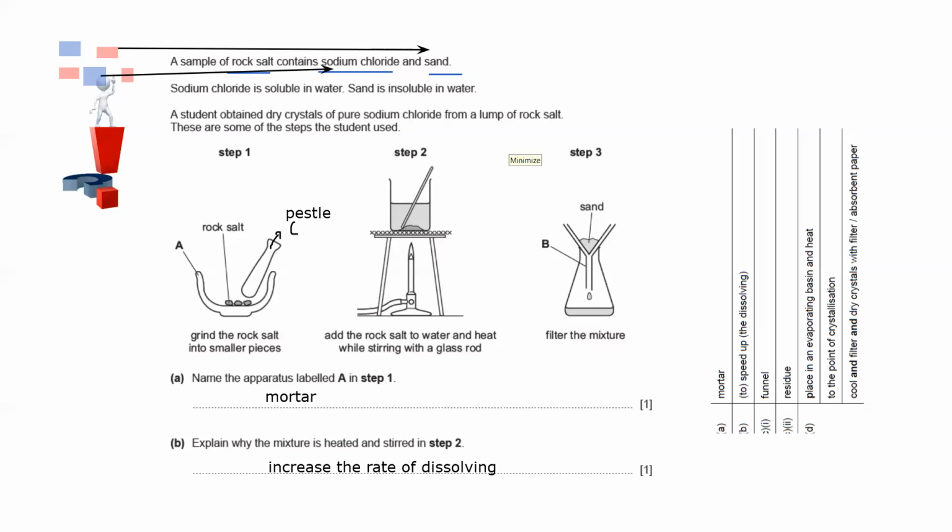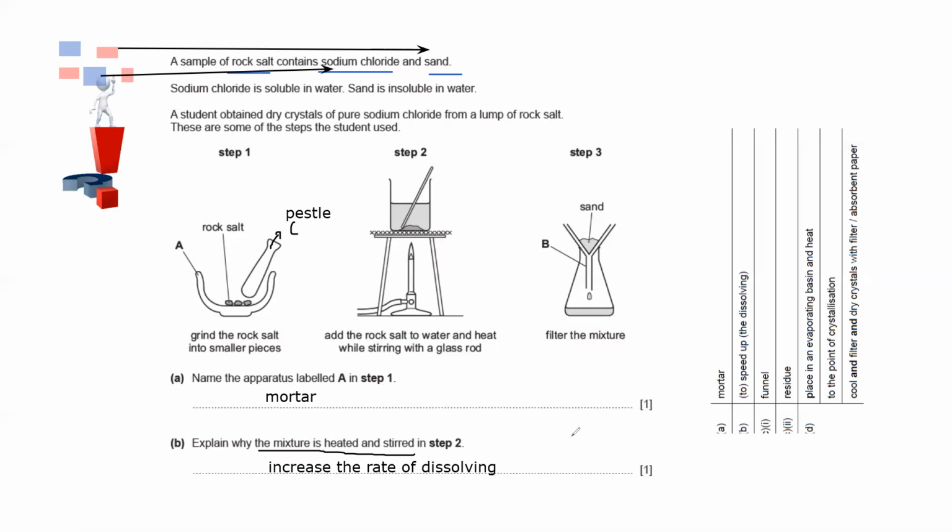So first we crush it and then we heat it and stir so that it can. In part B, they're asking why we heat and stir the mixture. For example, what is the purpose of stirring? What is the purpose of mixing with a spoon or spatula? So what is the purpose of stirring the solution or mixing the solution?